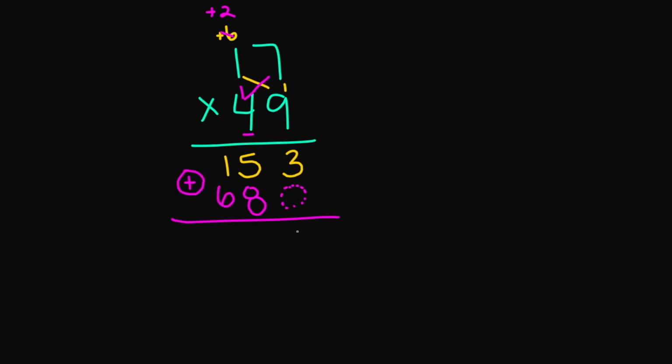So 3 plus 0 is 3. 5 plus 8, that's going to give us 13. Write my 3, carry the 1. 1 plus 1 is 2. 2 plus 6, that's going to give us 8. So your final answer is 833.